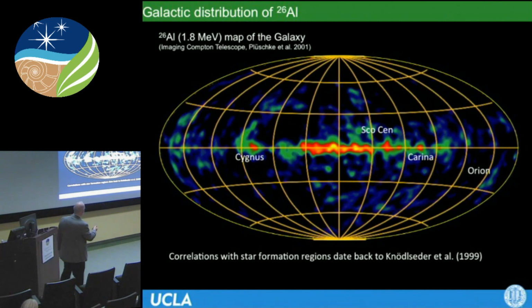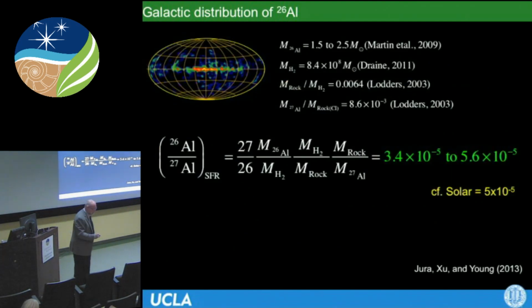Aluminum-26 is not at high latitude and low latitude off the galactic plane. You're looking at the galaxy edge on here. So it's tracing star formation. That's the first observation, that aluminum-26 is not uniformly distributed throughout the galaxy, but for the most part you find it in star-forming regions. So we had the thought that that's telling us something about the abundance of aluminum-26 in star-forming regions rather than in the galaxy as a whole.